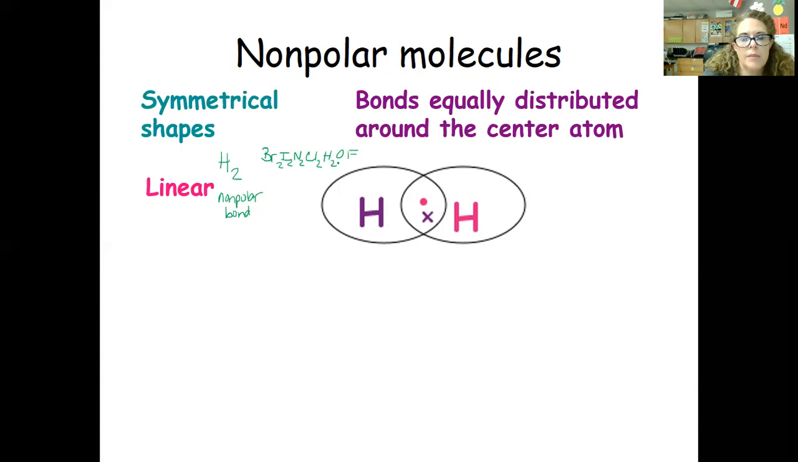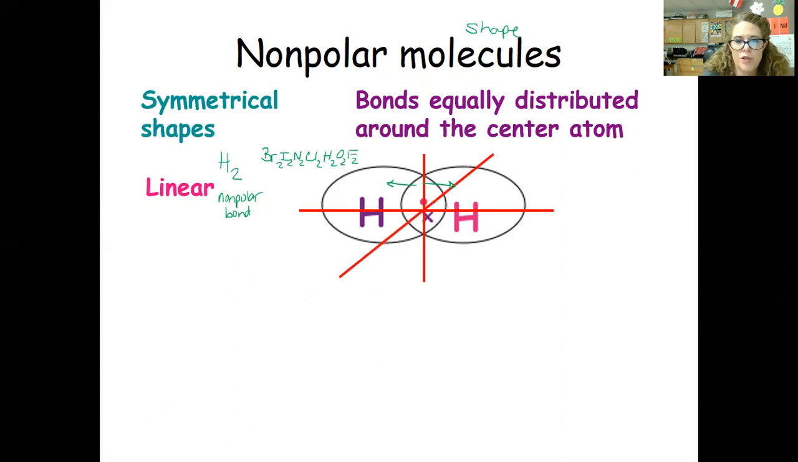Our diatomic elements are all linear molecules. They have nonpolar bonds. They make nonpolar molecules because of their shape, right? I have an equal pull in this direction and this direction, so those two factors cancel each other out. So that means even distribution of charge. No matter which line of symmetry we draw, that hydrogen linear molecule is the same on both sides. Everything is equally the same, so that's going to be symmetrical.